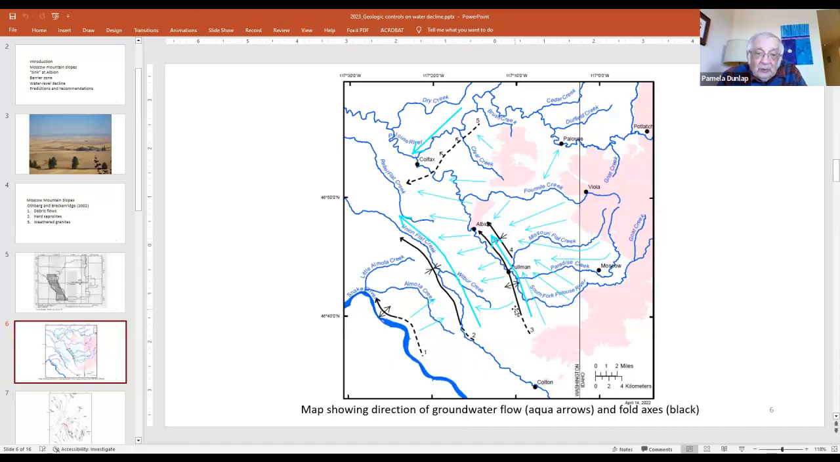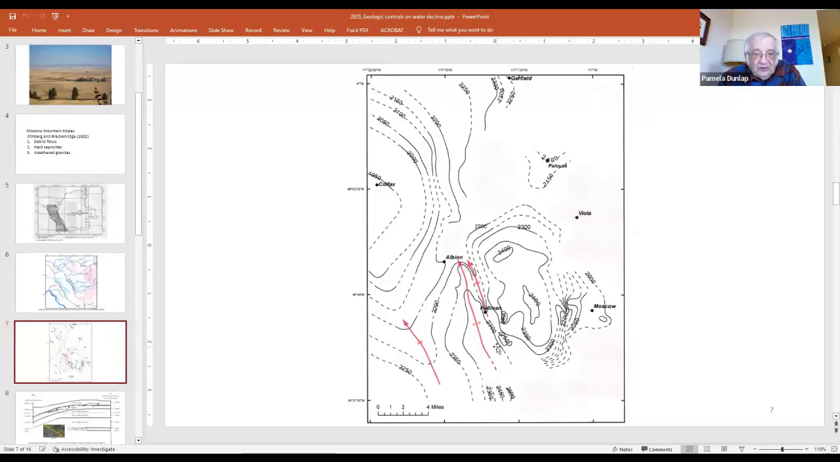It's not an interpretation. It's not a figment of a geologist's imagination. We've drawn several cross sections across there. There is an anticline. It's small, and it does plunge up towards Albion. So let's look at that same area. Here's a different diagram showing these folds. We're going to look at a cross section.